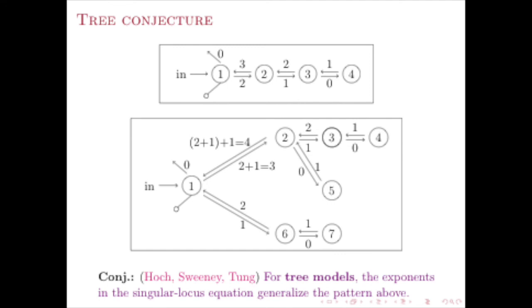This pattern was discovered by 3 of my REU students last summer, and they have this nice conjecture, which they checked up until maybe 6 compartments, that says as long as you have a tree, maybe a bidirected tree, these exponents generalize the pattern that I'm trying to hint at. Could you explain what the addition of the exponents means?